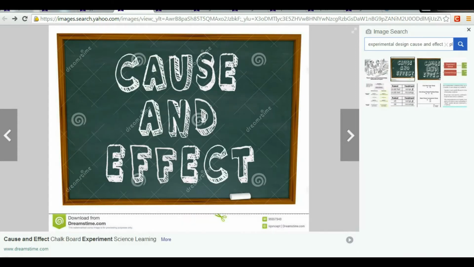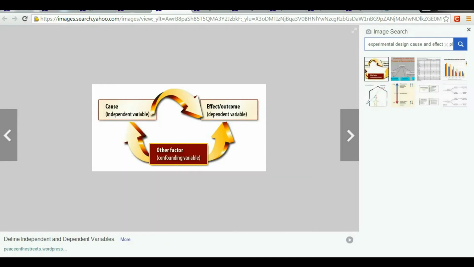All right, so the whole purpose of doing experimental design is this whole thing about cause and effect. We want to prove that a certain variable causes an effect. So for instance, we come up with a blood pressure medication. We want to prove that our medication, in fact, does lower blood pressure. Okay? So that's the whole purpose of experimental design. It's to prove cause and effect.